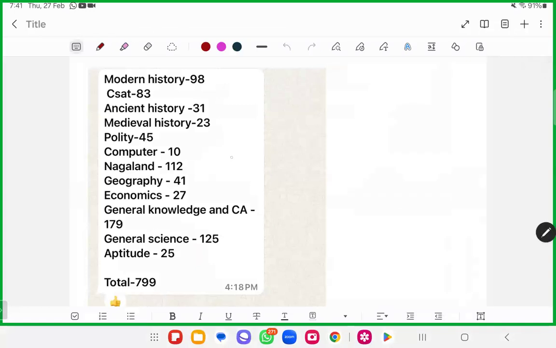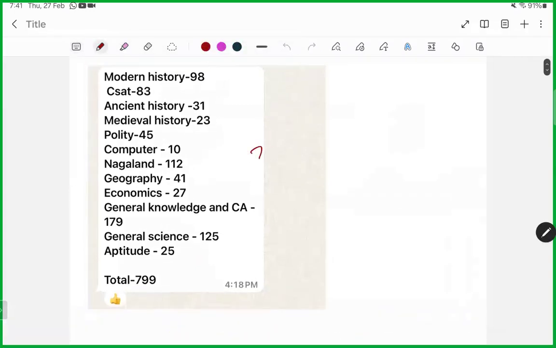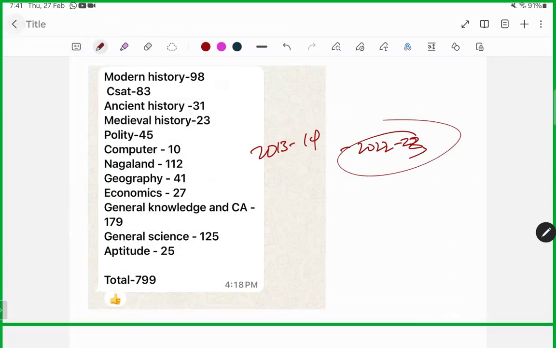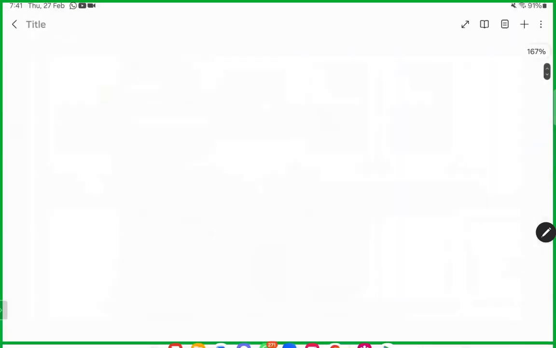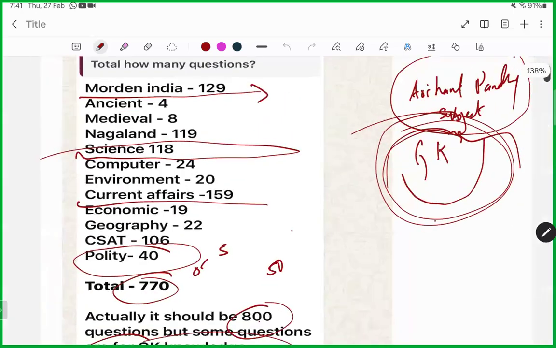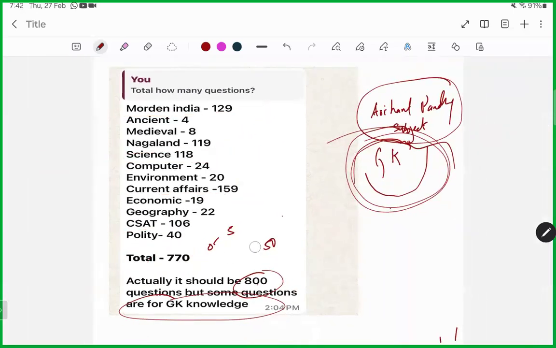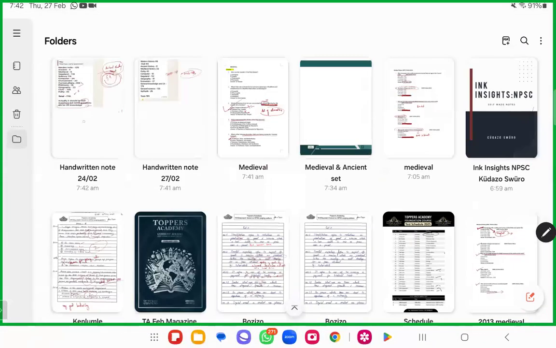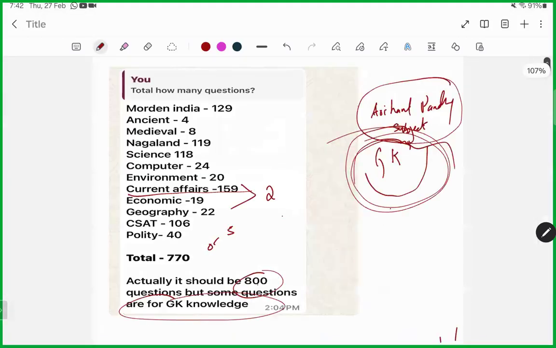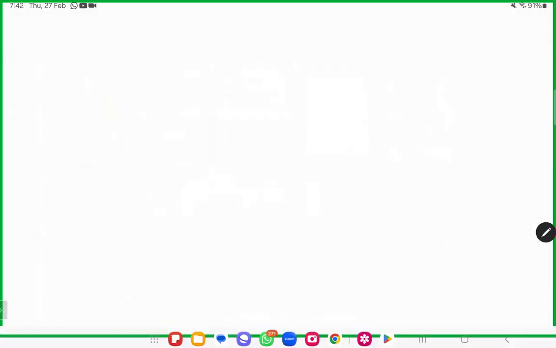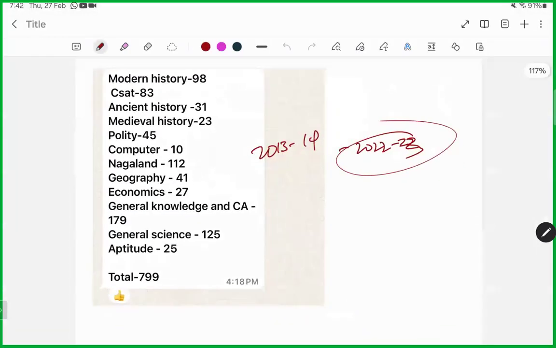This is the 2013 and 2014 paper. We have discussed 2022 to 2023 now. Here in 2022, 2023, you can see modern India has 129 questions and current affairs is 159. All right. So I just wanted to show you this. For these 2 years, the questions were mostly current affairs level. And then this one is 2013 and 2014.